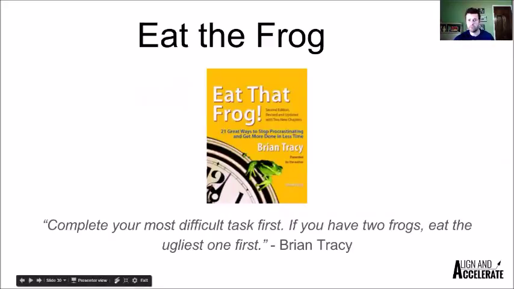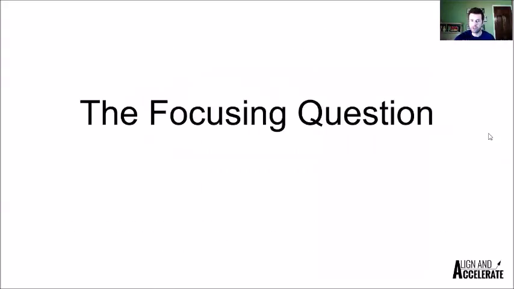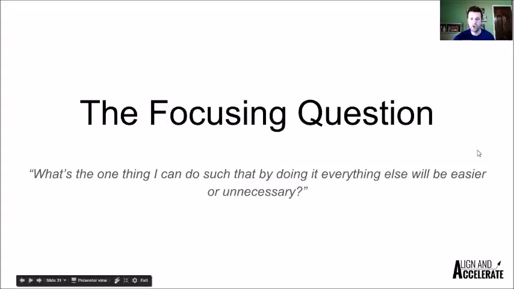So Brian Tracy, from Eat That Frog, says, complete your most difficult task first. If you have 2 frogs, eat the ugliest one first. From The One Thing, they had something a little bit different but similar. It's called the focusing question. The focusing question is, what's the one thing I can do such that by doing it, everything else will be easier or unnecessary? And I like this because it's a frame of how will everything be easier or unnecessary for me? You can start thinking of it like, what's going to help me move forward the quickest? It's definitely a good question to pose to yourself to help you identify what needs to get done.